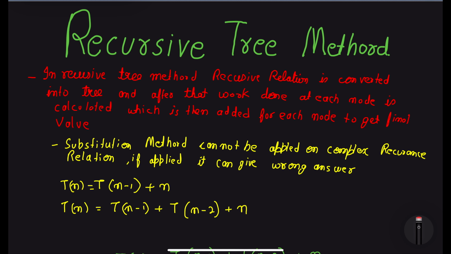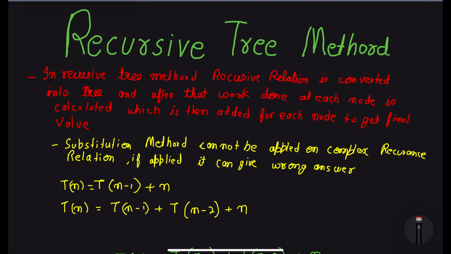In that case it is easier to apply the substitution method, but when the function gets complex, as in the second example, there are two function calls, one is T(n-1), another is T(n-2). So here more than one function call becomes too complex to solve. So here we use the recursive tree method.